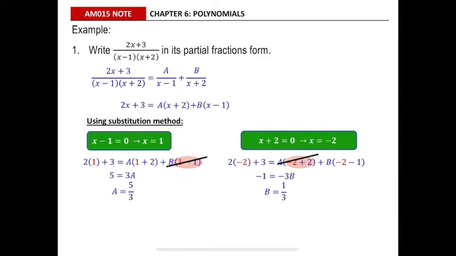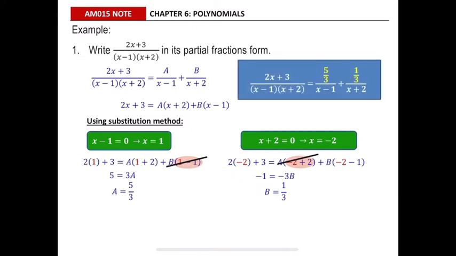Now substitute the values of A and B into the partial fraction. Since both values are in fraction form, we can simplify it to become like this, where the numerators 5 and 1 are written on top and the denominators written at the bottom.